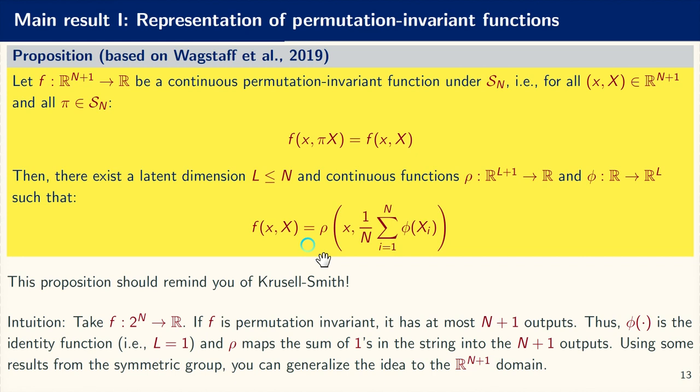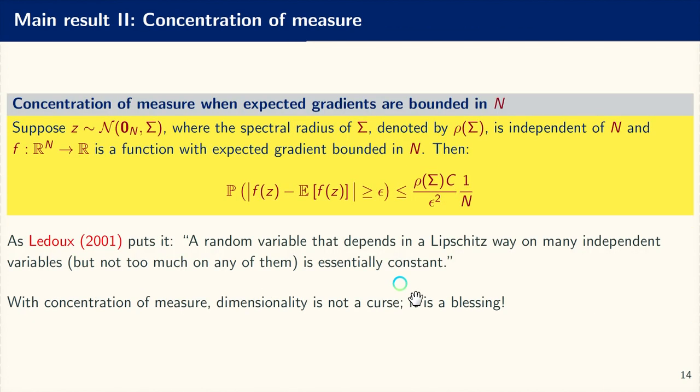And the point that I want to highlight is that using results from the symmetric group, you can generalize this idea to the R^(n+1) domain and deal with much more general functions. Okay, so the main result one says you have a very high dimensionality and you need to compute the value function or the decision rules. Well, if the environment is symmetric, it has this permutation invariance, you don't really need to solve it in n plus 1 states, you only need to solve it in L. And L may be much smaller than n.